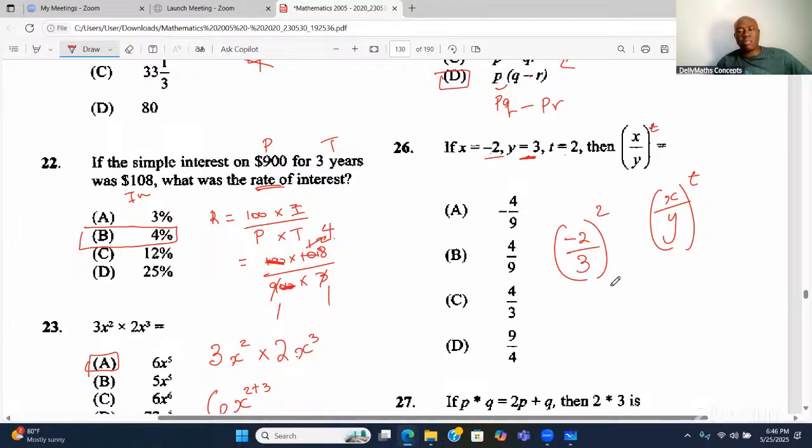What does this mean? In many ways, when you square something, you multiply it by itself, don't you? Right? So -2 times -2 is +4. 3 times 3 is 9. So we're looking for 4 over 9. Okay, so you have to be careful.